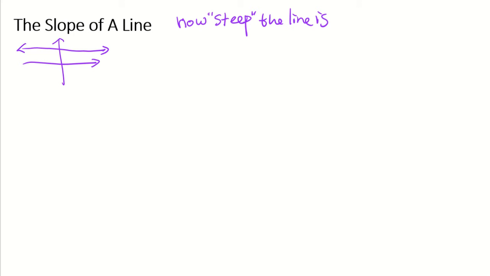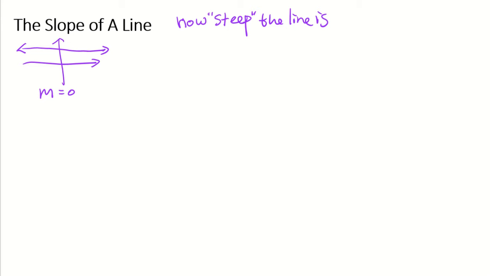In this video, we will talk about the slope of a line. First of all, a slope of a line tells us how steep the line is. So, for example, if we have a horizontal line like this, it's not steep at all, it's a flat line, and the slope here is 0.